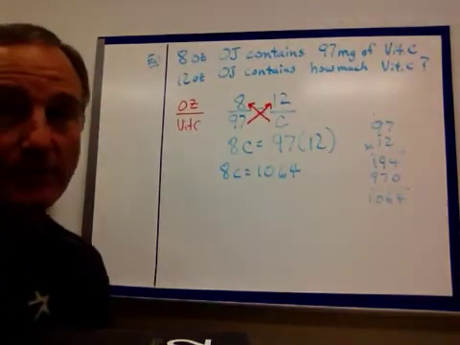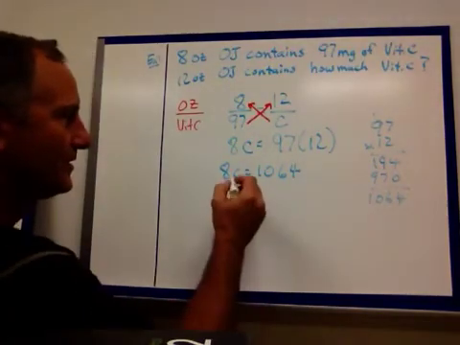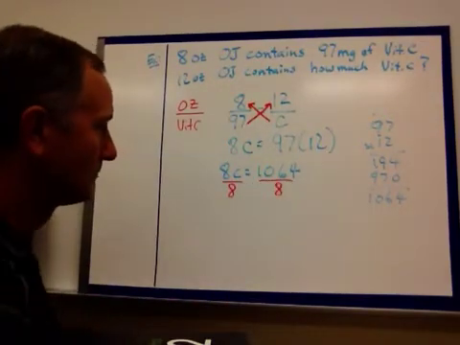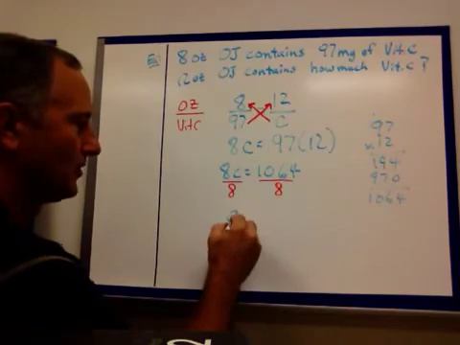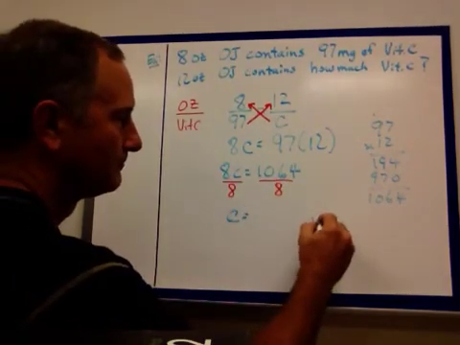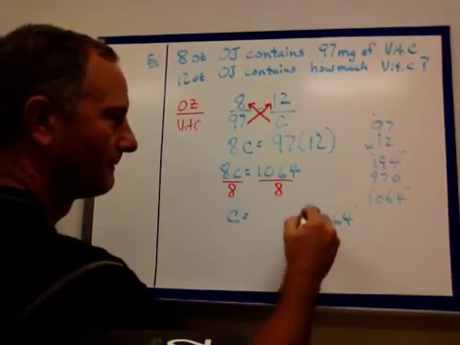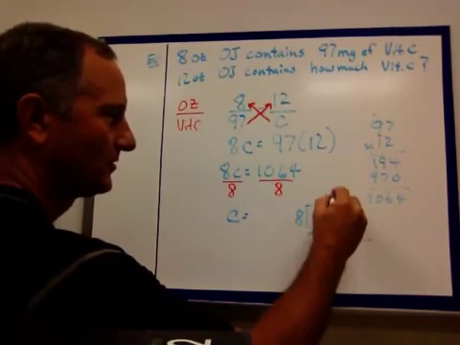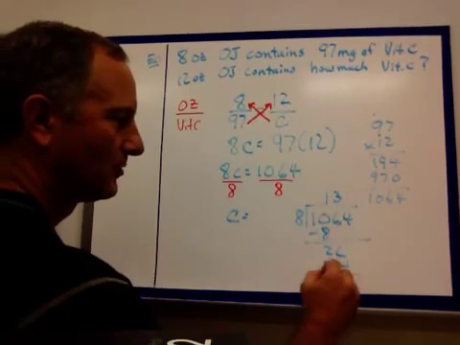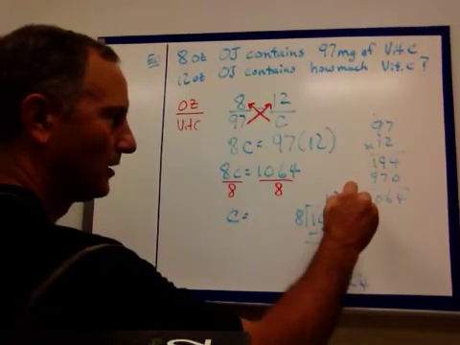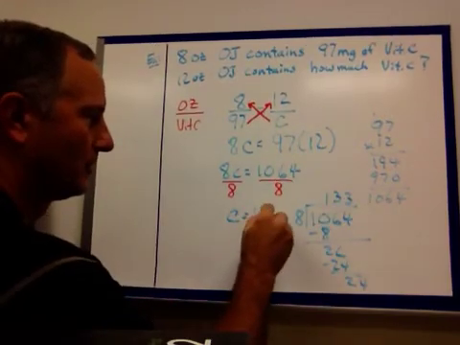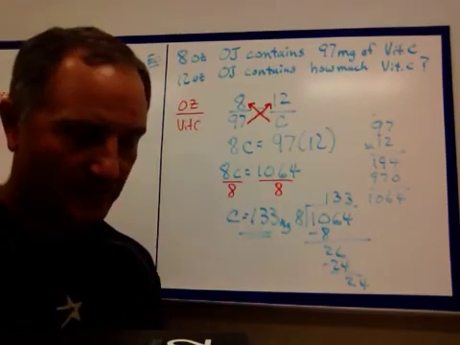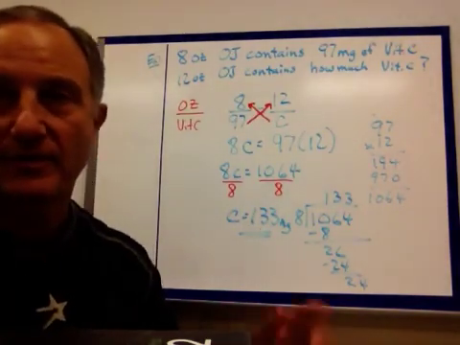Now we have a multiplication problem with our 8 times C, so we're going to divide by the 8. What's C going to equal? Hey, who needs a calculator? We go in there one time, subtract it. 26, we go in 3 times. 24, subtract it, we get 2, 4, and we go in another 3. So it's 133 milligrams of vitamin C in 12 ounces. So that's an application of it.